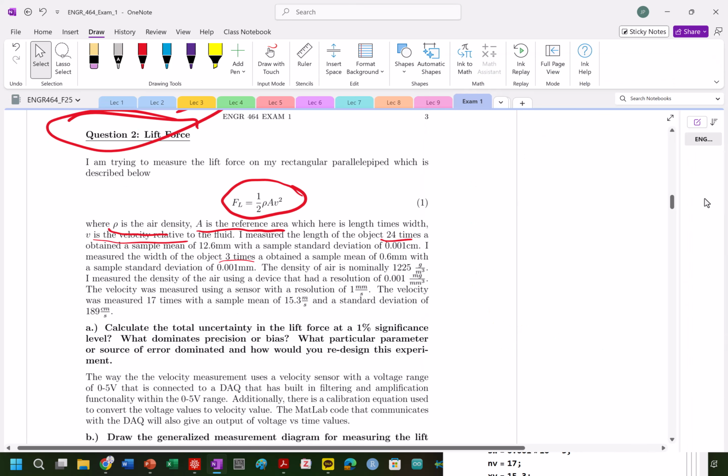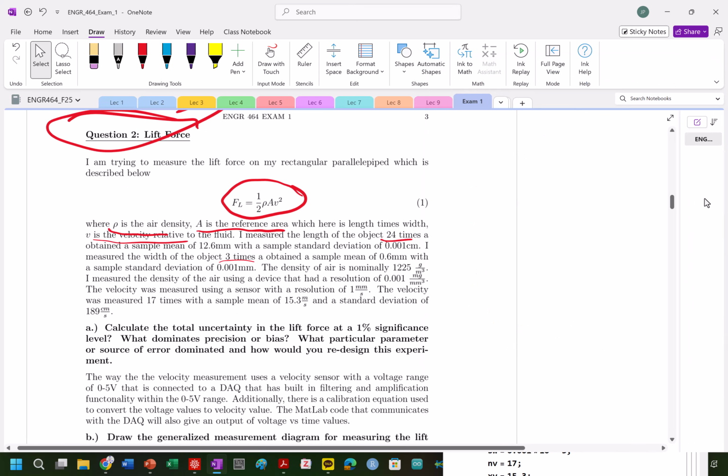Fantastic. For the velocity measurements, we use a velocity sensor connected to a DAC, with built-in filtering and amplification, 0.5 range. There's a calibration equation used to convert the voltage values to velocity values. MATLAB code communicates with the DAC to give us output voltage versus time values. Now draw the data chain for measuring the lift force.